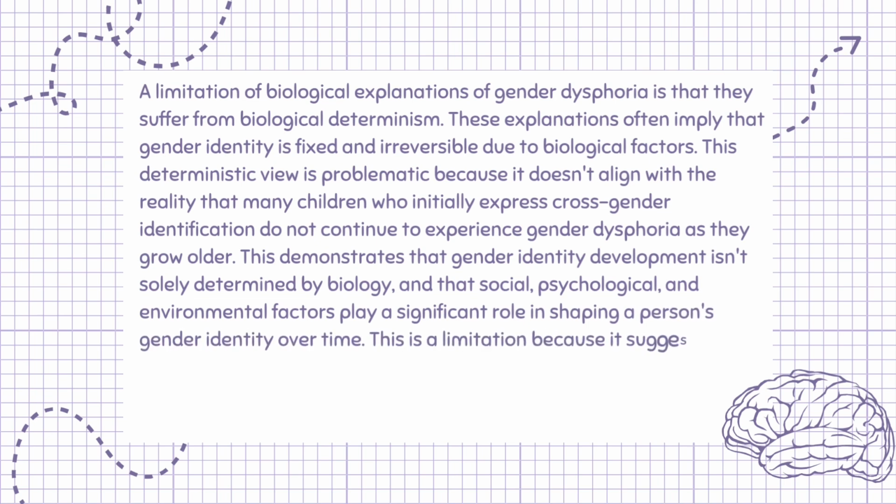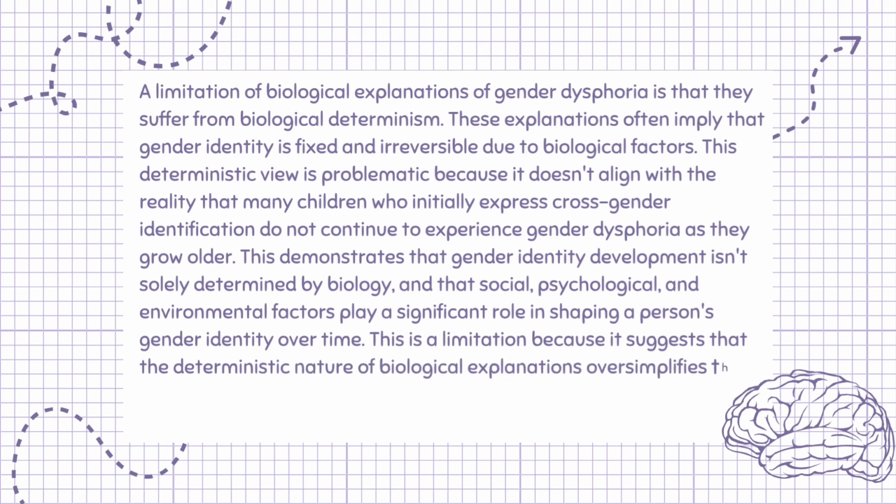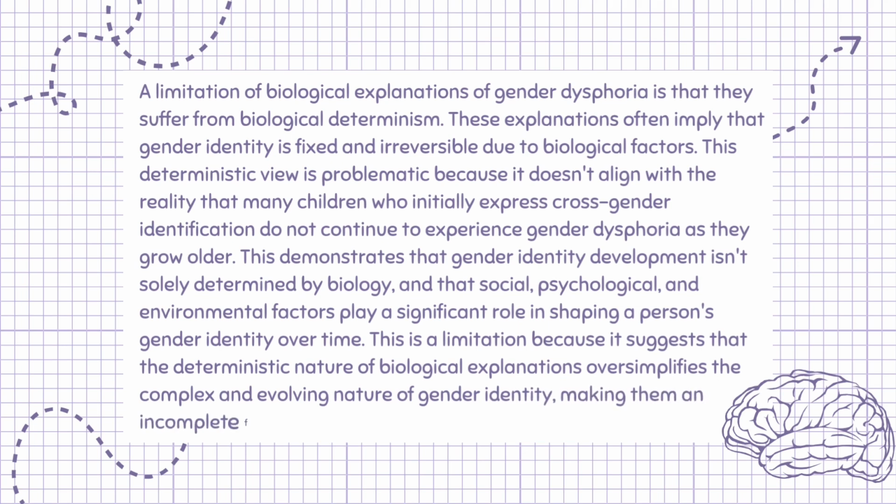This is a limitation because it suggests that the deterministic nature of biological explanations oversimplifies the complex and evolving nature of gender identity, making them an incomplete framework for understanding gender dysphoria.